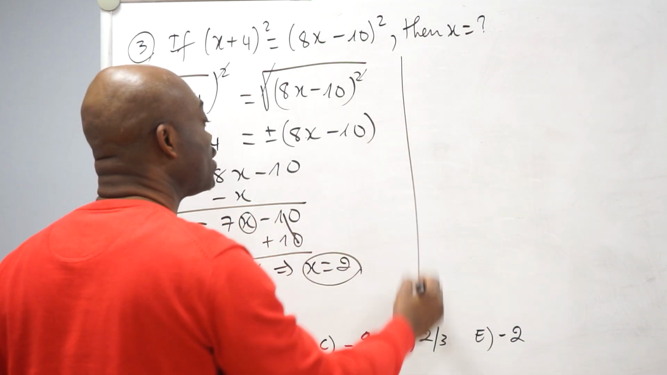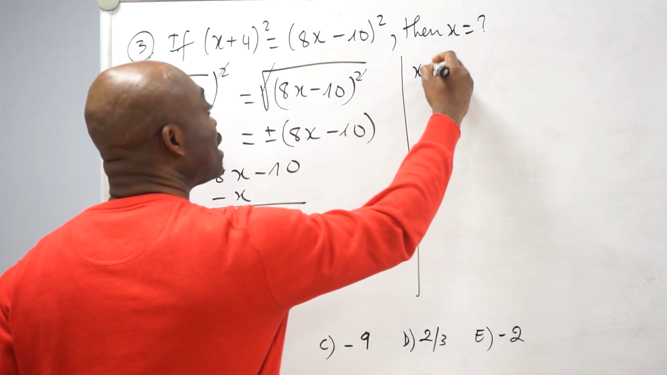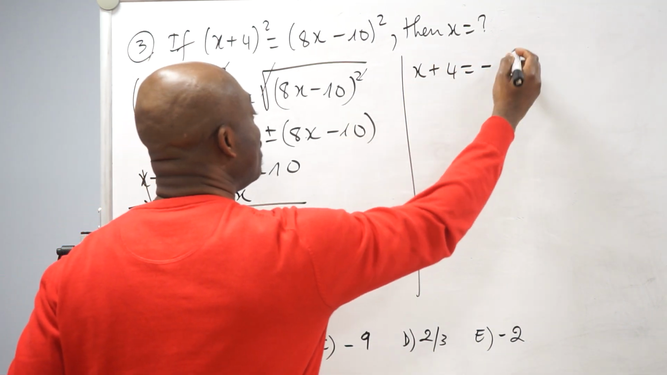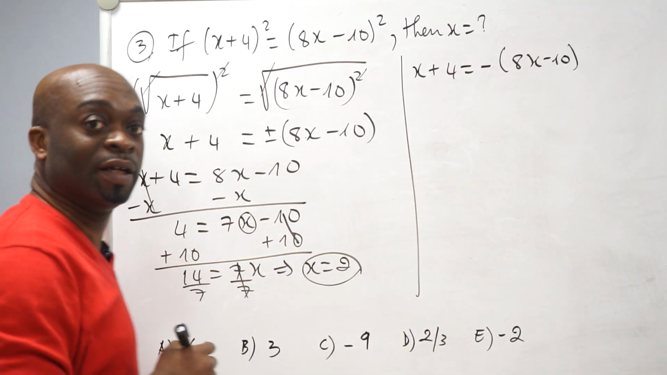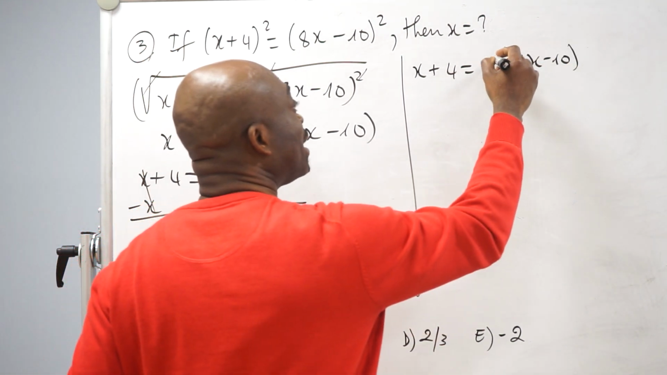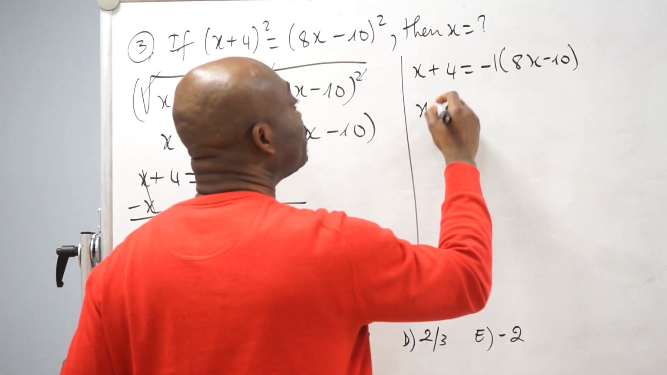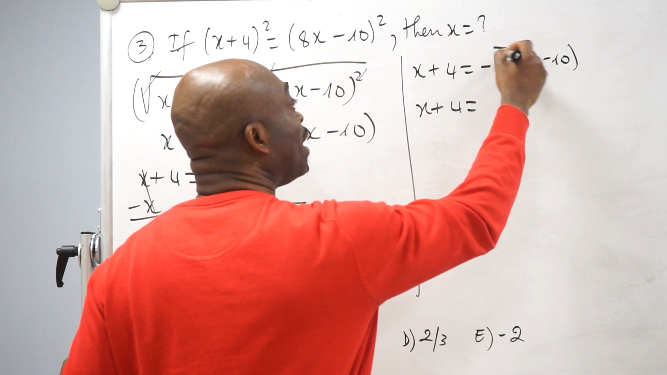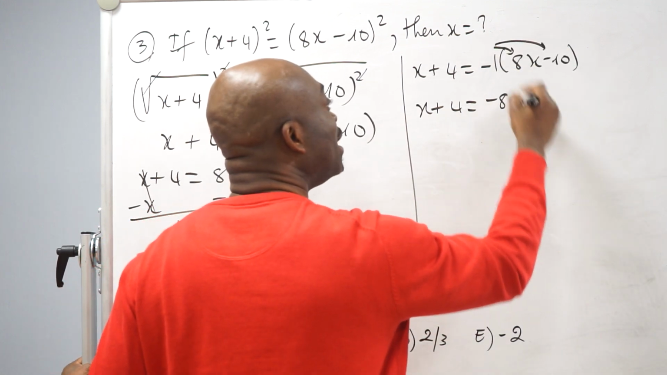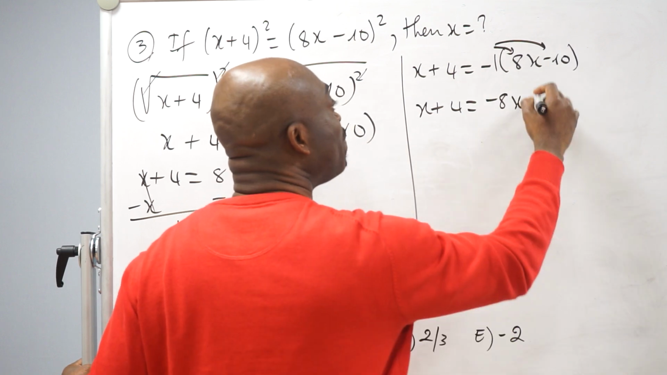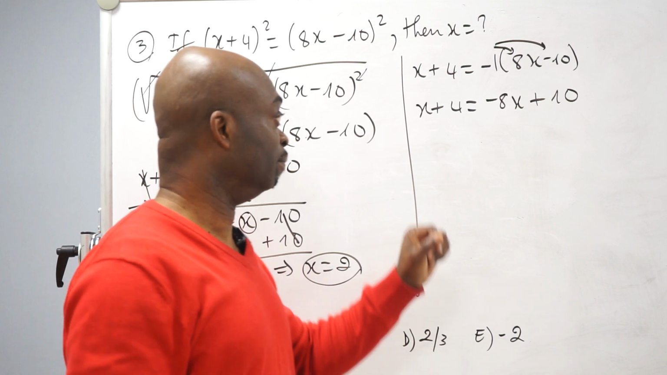Let's go for the second one. We said this is the plus and minus, so now we're going to do the minus. That's x plus 4 equals minus (8x minus 10). The minus is the same as having an invisible 1 in front of it, so you have to get rid of the parentheses. To do that, you multiply negative 1 by positive 8, which is negative 8x, and negative 1 times negative 10, which is positive 10. So here we are with this one.